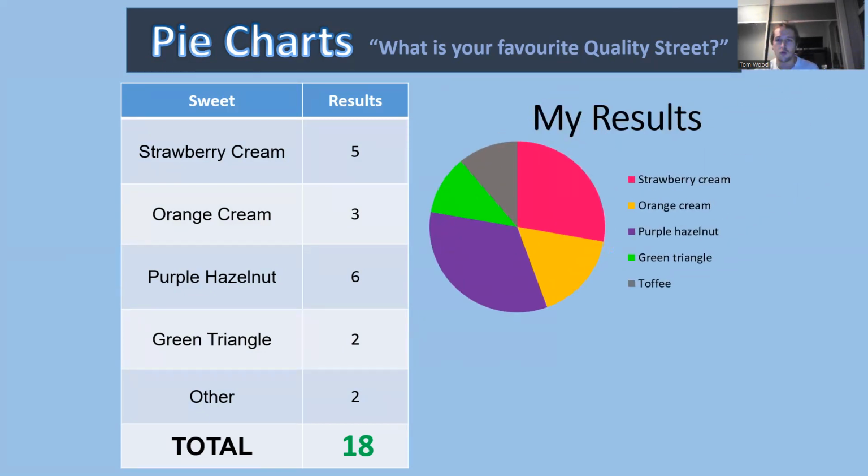So when we draw this pie chart, it will look something like this. You can see there the representation of it.